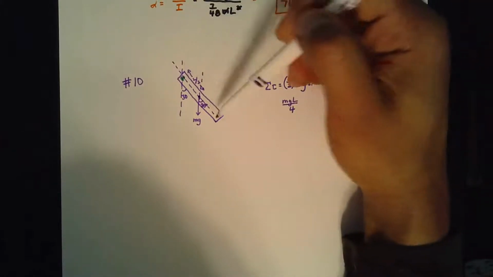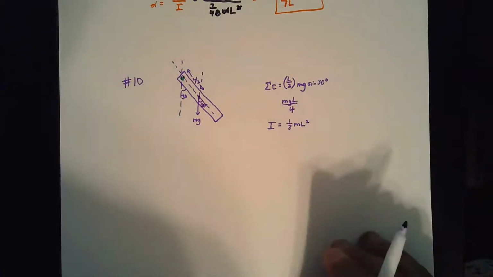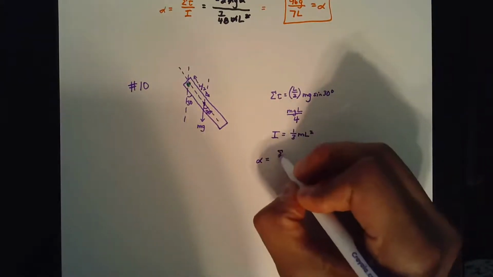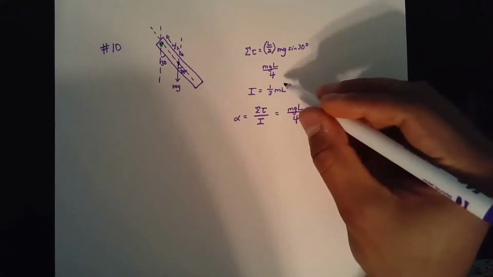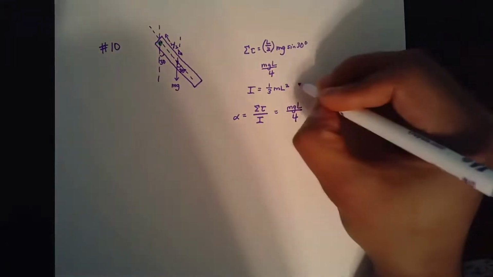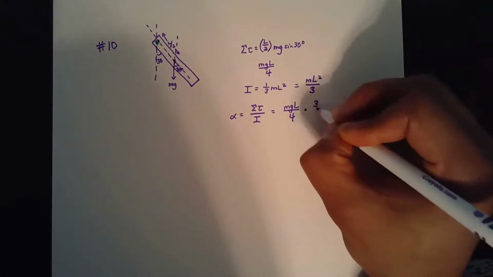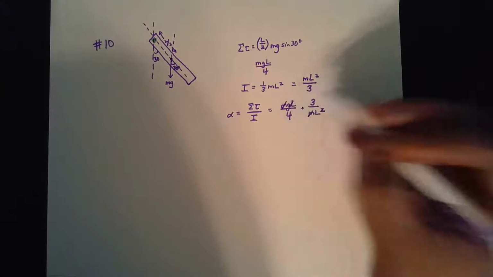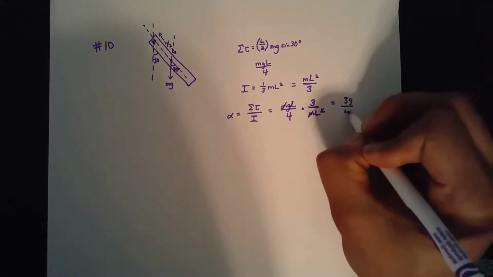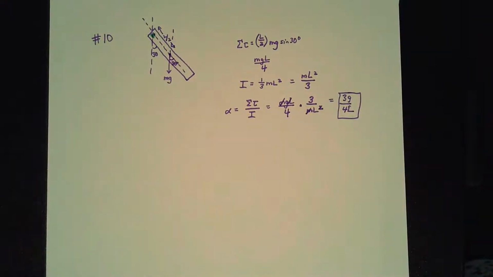Now, since this is a rod rotated about its end, it tells me in the problem that's 1/3 mL squared. So my angular acceleration as net torque over moment of inertia is mgL over 4 divided by mL squared over 3, which if I divide by a fraction, I can multiply by the reciprocal. So that's what I'm going to do. Notice that my m cancels, one of my L's cancels, and I get 3g over 4L. That's my answer to number 10 on the multiple choice part of the quiz.